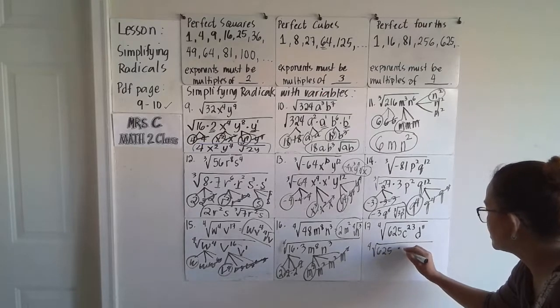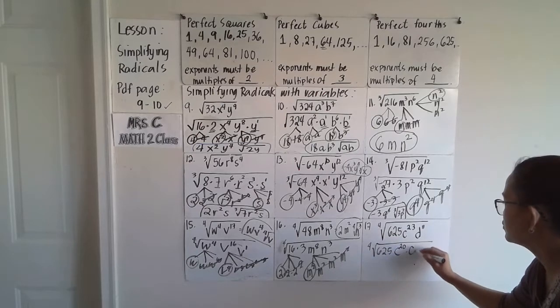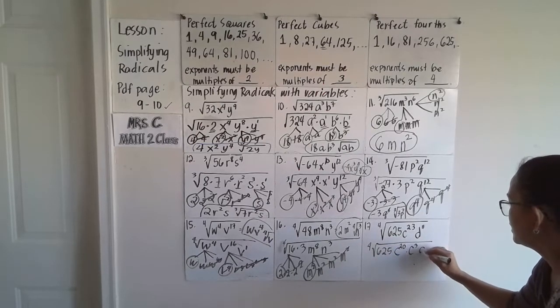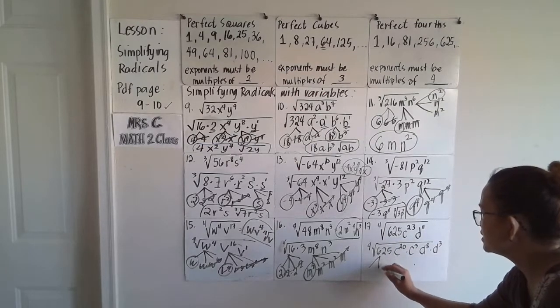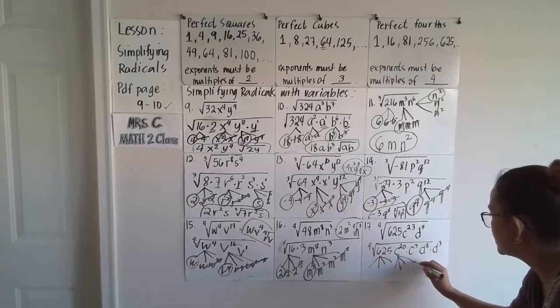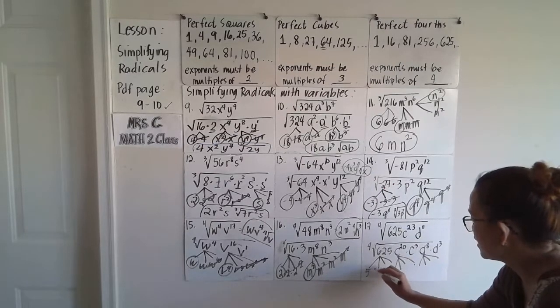c to the 23. 23 is not a multiple of 4, so we're going to have c to the 20 times c cubed. And then d would be 8, 9, 10, 11, so that's 3. Split this in 4, split this in 4, split this in 4. All right? So that will be 5, 5, 5, 5.